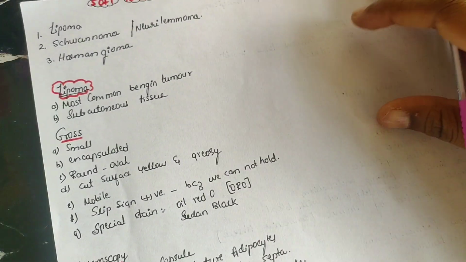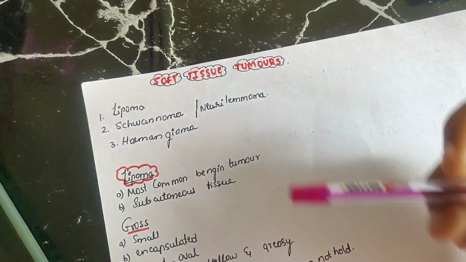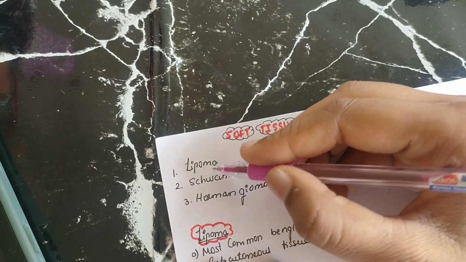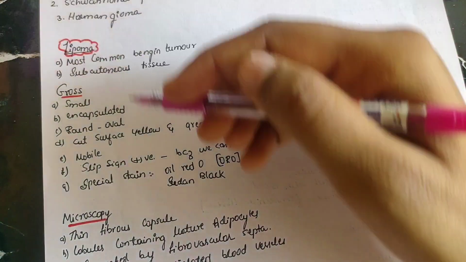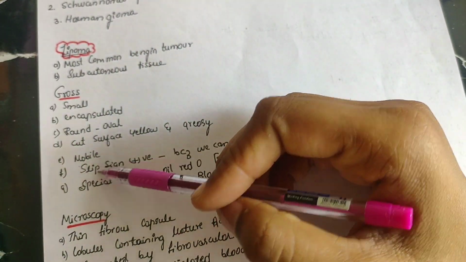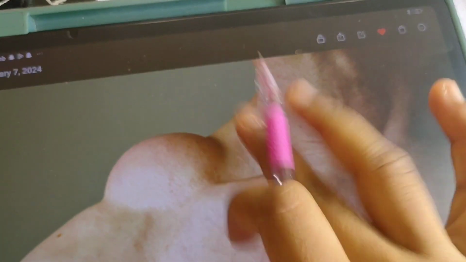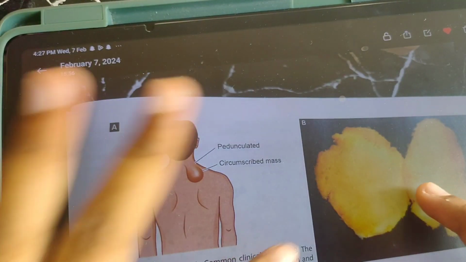Grossly you can see that this is small, and these two tumors, lipoma and schwannoma, are encapsulated, whereas haemangioma is not encapsulated. So the gross feature is small and encapsulated. You can see round or globular. This is mobile. Cut section appears like this, yellow and greasy.